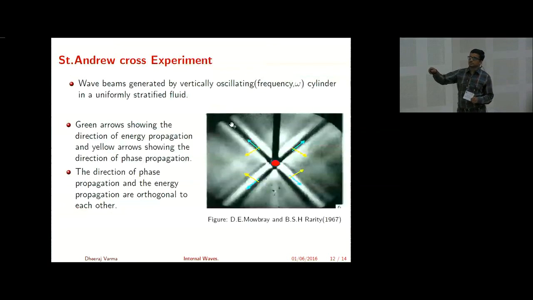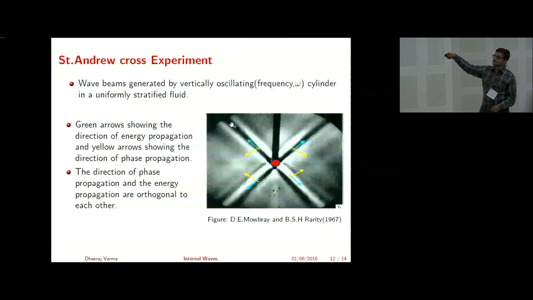So this is an experiment to show the physical properties I've told you just now. There is a density stratified fluid here. This was done by Mowbray and Rarity in 1967. What you have is a cylinder which is oscillated vertically, and you see internal wave beams propagating in the four directions. That's why it's called a St. Andrew's cross. As you vary the frequency, you'll see that the phase propagation, which is shown by the yellow arrow, moves upward, and the energy propagation is always orthogonal to the phase propagation. And this is done using the shadowgraph technique.